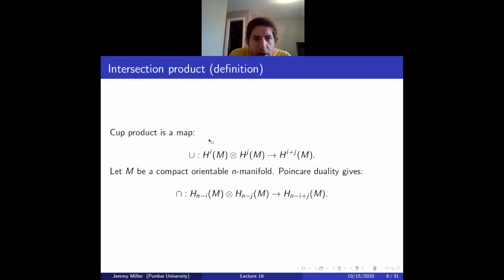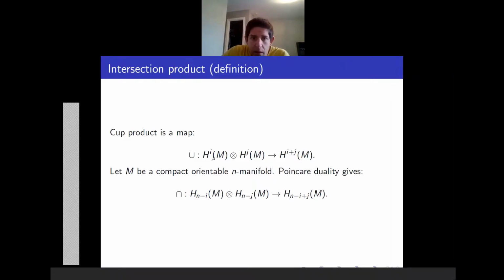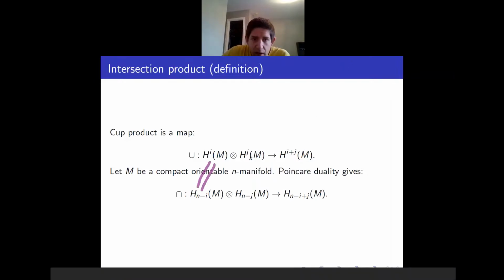So we'll talk a little bit about the cup product. The cup product for any space gives you a map from the ith cohomology tensor the jth cohomology to the (i+j)th cohomology. But if your space happens to be a compact orientable manifold, then the cohomology of dimension n is isomorphic to the homology. So you get a map on homology called the intersection product.